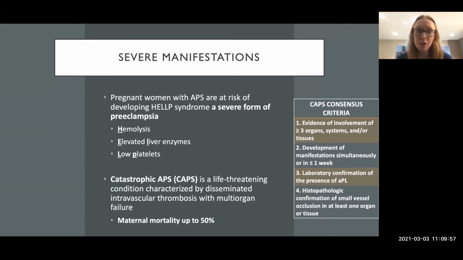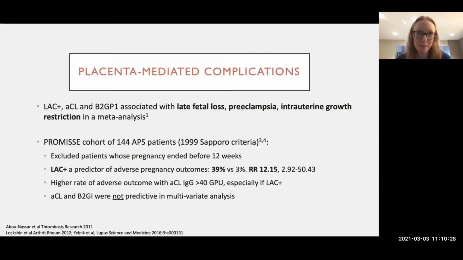Our most severe form that can be triggered with pregnancy is catastrophic APS, which is disseminated intravascular thrombosis, with evidence of 3 or more organs, systems, or tissues involved, developing in a very short period of time, and the maternal mortality can be up to 50%. So rare, but very significant when these happen. It's also a challenging diagnosis sometimes to make.